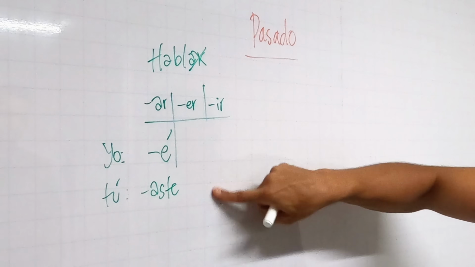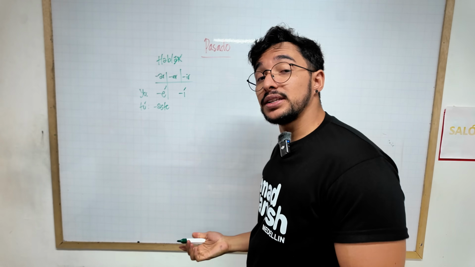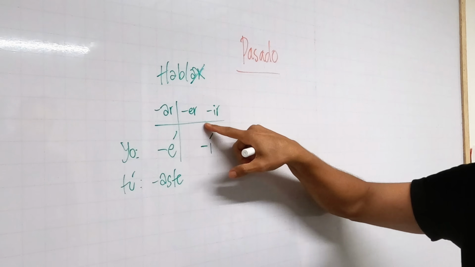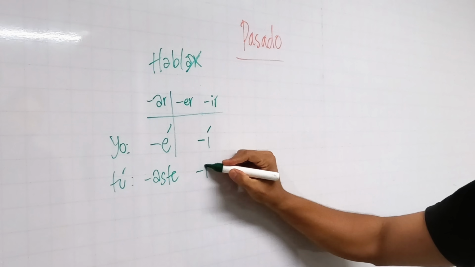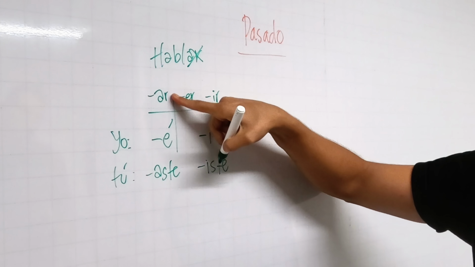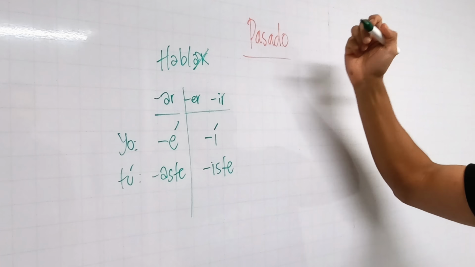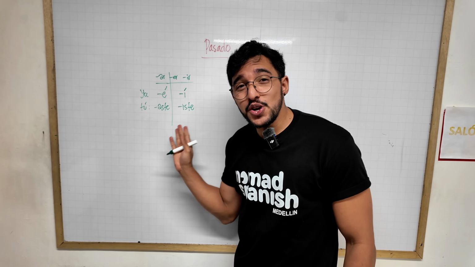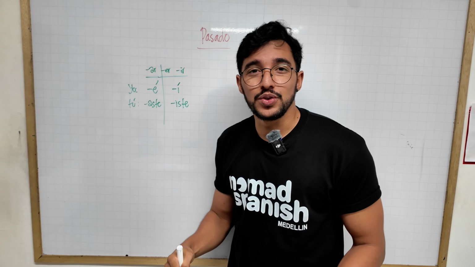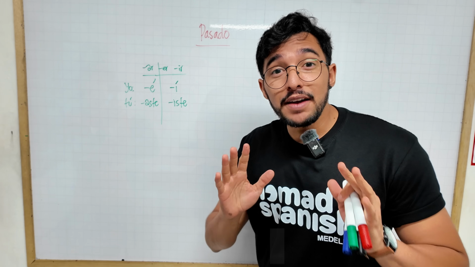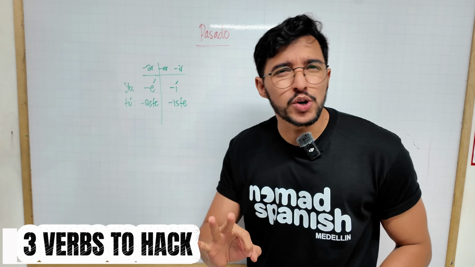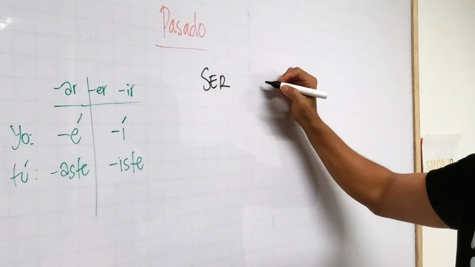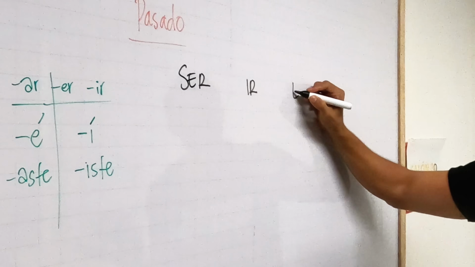For ER and IR verbs, it would be comer, to eat, comí, you remove the ending. Escribir, to write, it would be escribí, and for you, escribiste. You can memorize this, you can practice with this the same way I did it with the ED verbs in English. But what I'm gonna show you today is, if you don't know this, what can you do to sound more natural in past tense? And for that, you need to remember 3 important verbs. And they are ser, ir, and estar.